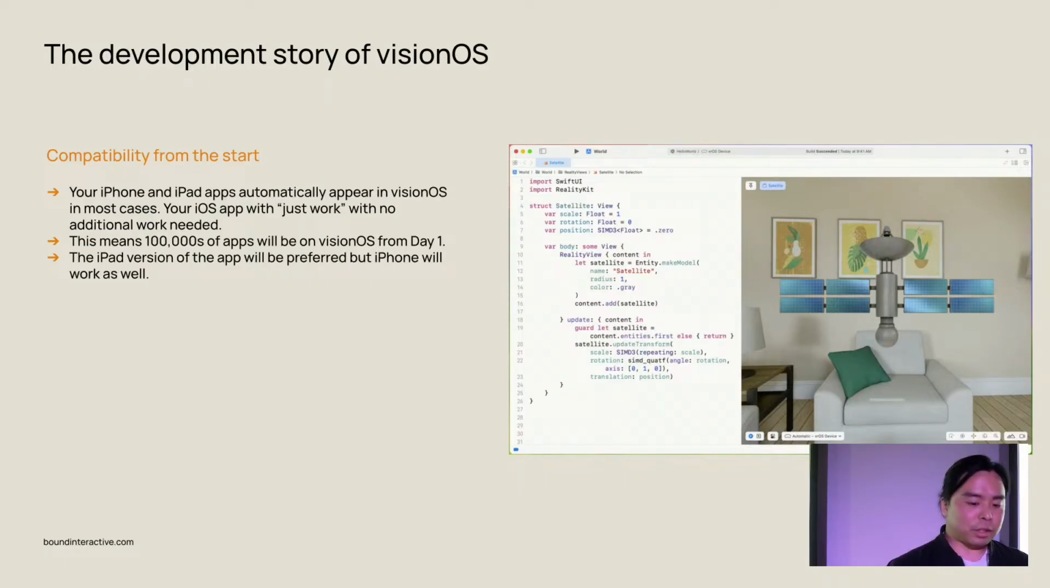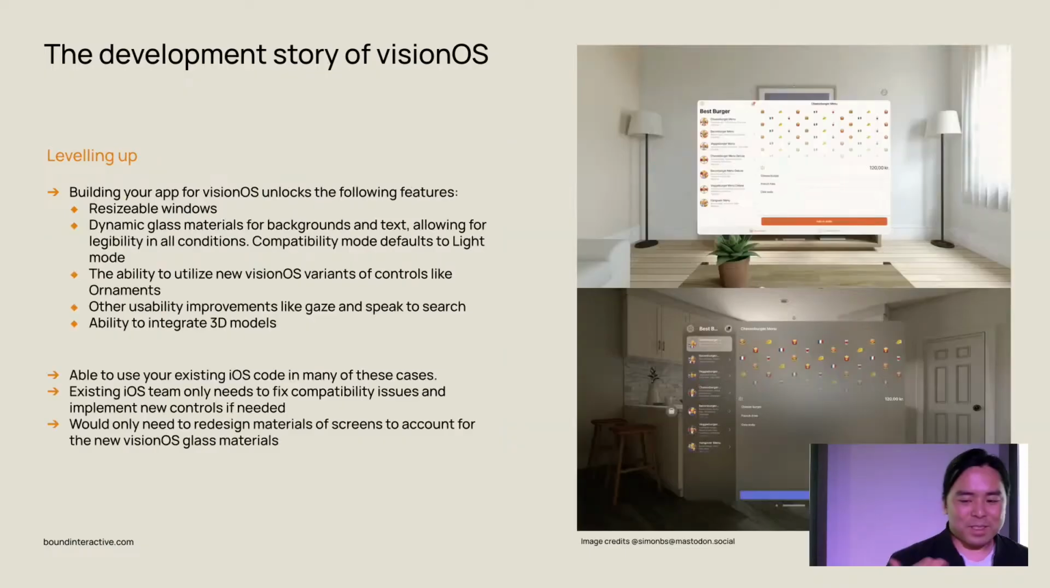So Apple says there are hundreds of thousands of apps that will be available from day one. And it works, but it's not quite the best. I have a screenshot on the side where Simon BS on Mastodon had the iPad compatible version of his app, and then he converted it over to visionOS, and you can see the differences there. It's got that nice frosted glass look, and they specifically designed the materials to dynamically change with the environment.